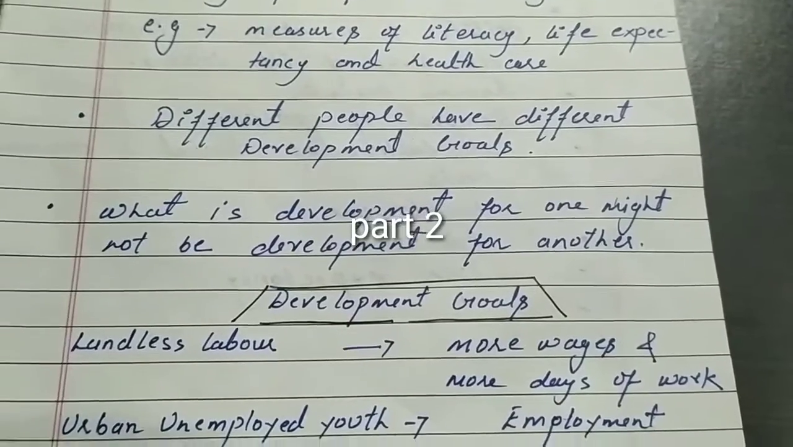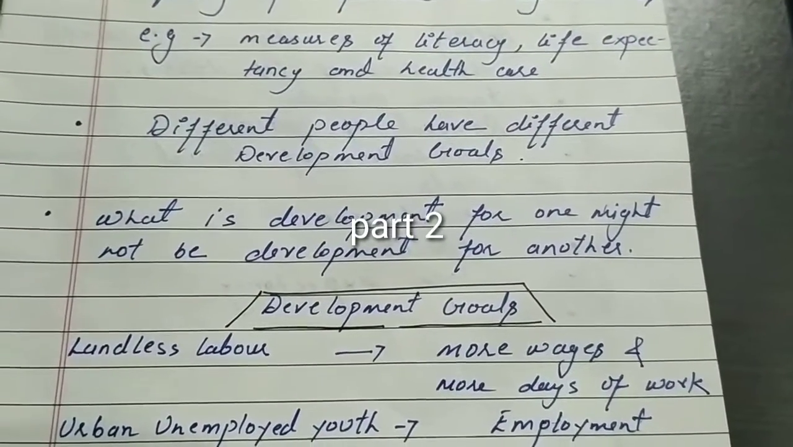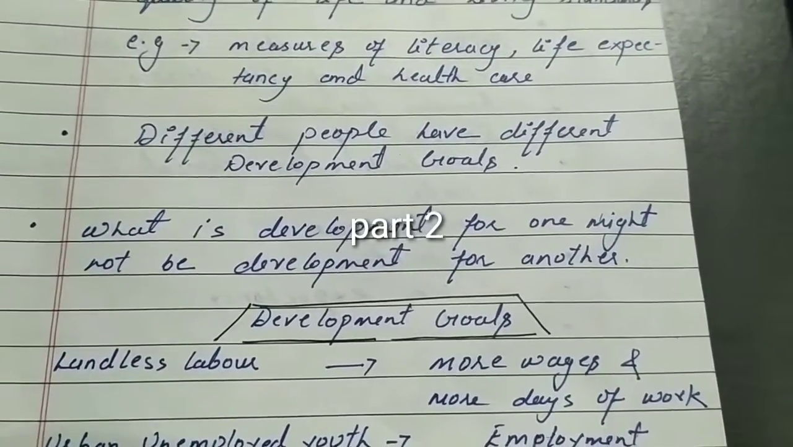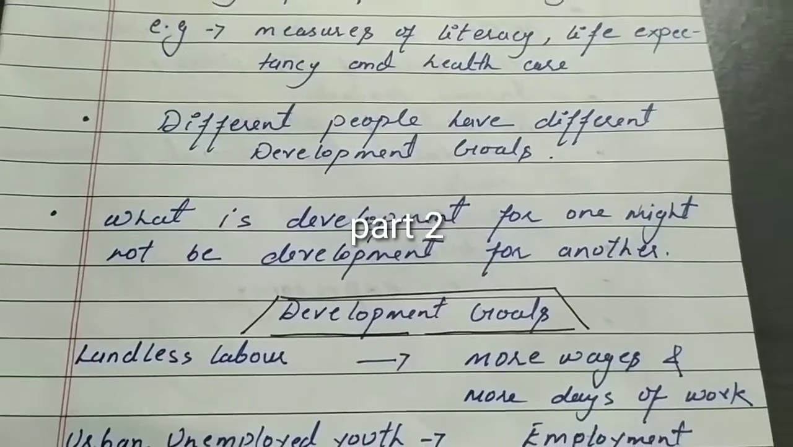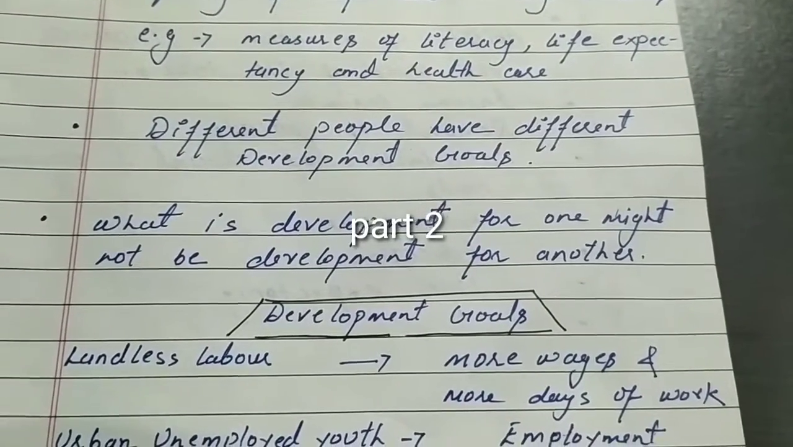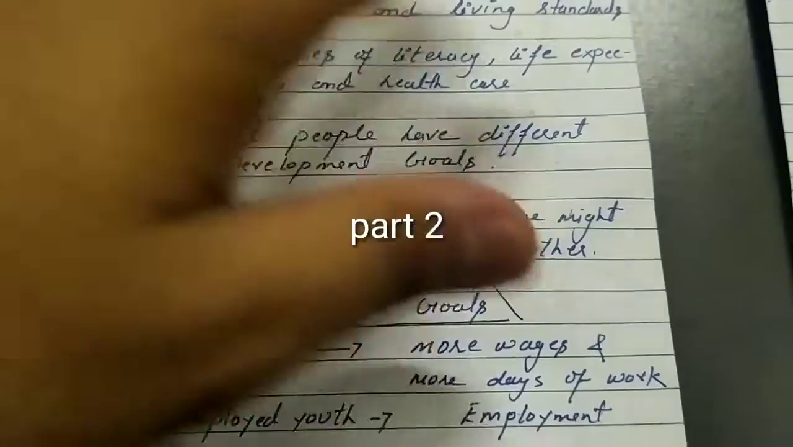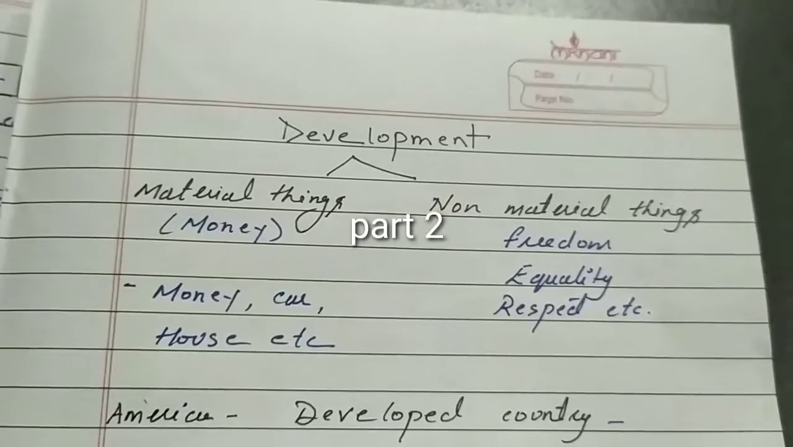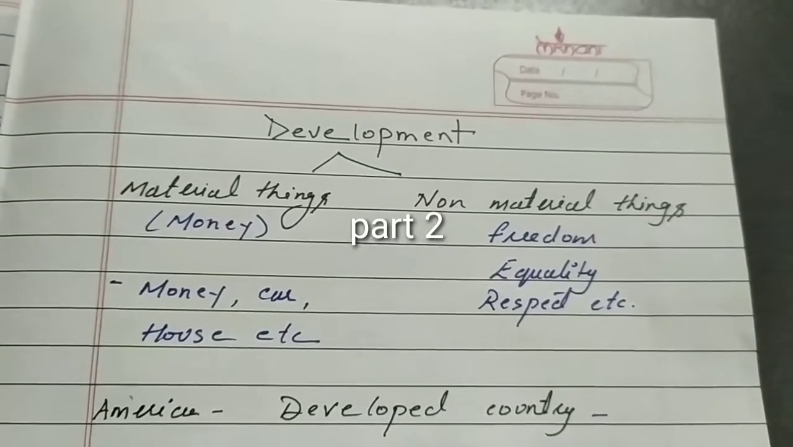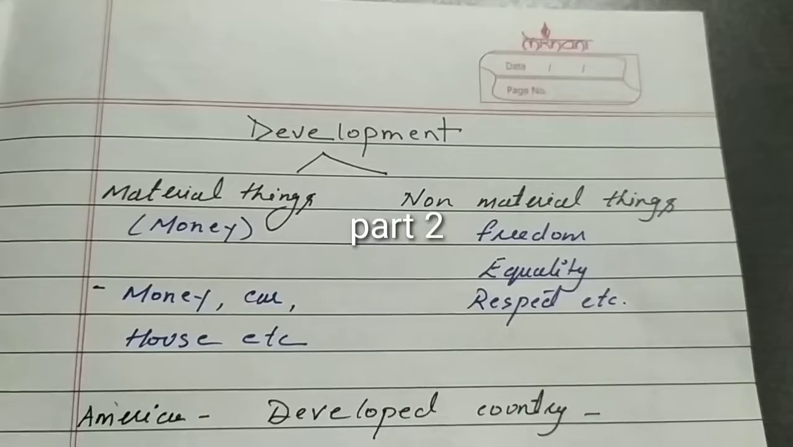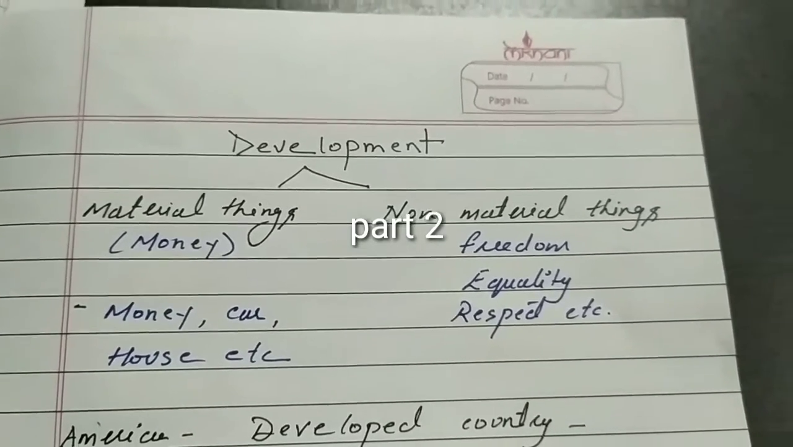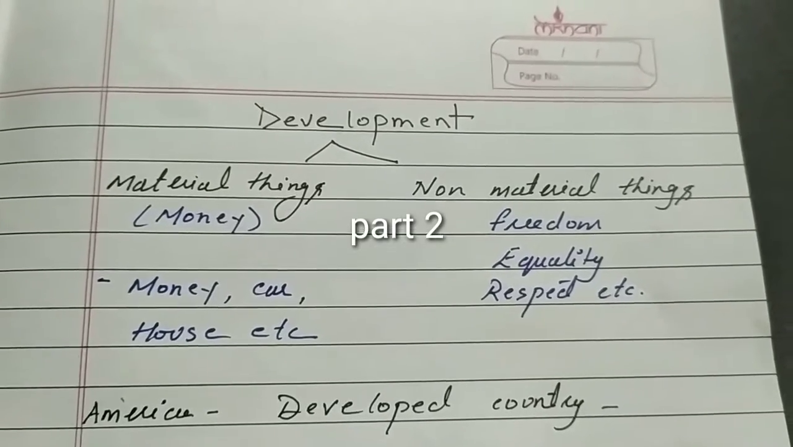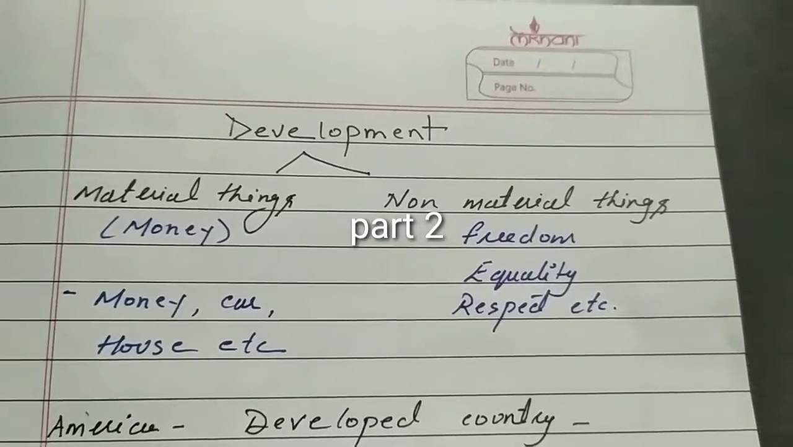Okay, so different people have different definitions of development, but when we talk about development as a whole for a country, it may be different. Here you have to understand that development depends upon two things: material things and non-material things. Material things mean money and luxury items, like a lot of money, a car, houses, etc. And non-material things like freedom, equality, respect, etc. These things come under development.